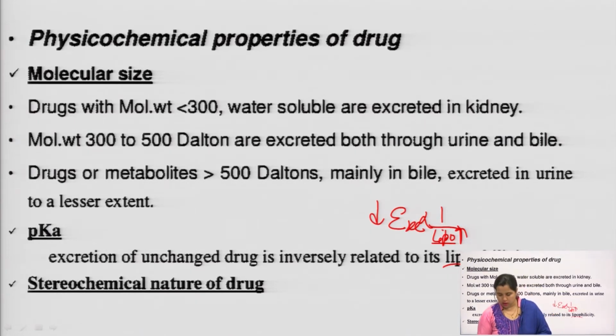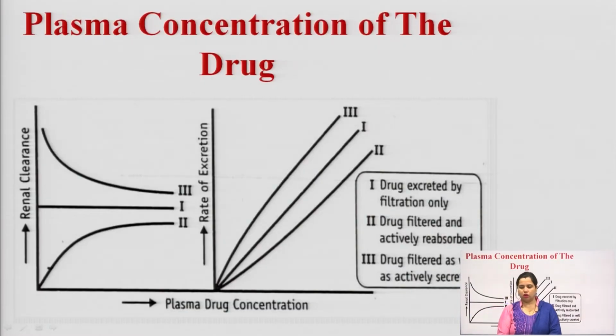Stereochemical nature of the drug is also important. What type of stereo configuration the drug structure contains and which active form it contains also affects the physicochemical properties and the overall clearance process. Next, plasma concentration of the drug. You can see in the graph renal clearance, rate of excretion and plasma drug concentration. The first drug is excreted by filtration only, the second drug is filtered and actively reabsorbed, and the third drug is filtered as well as actively secreted.